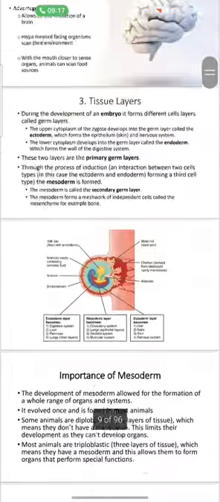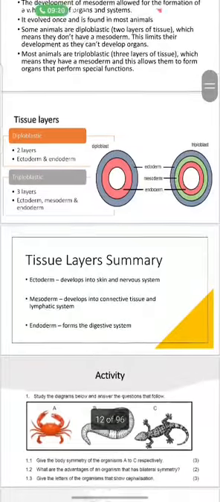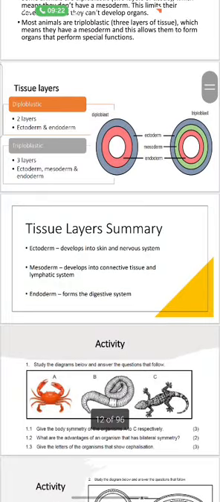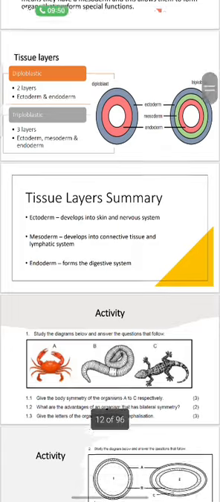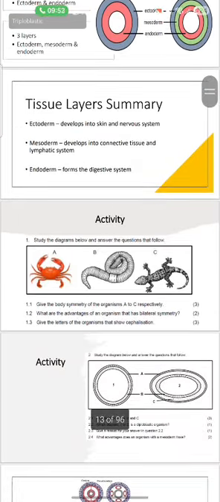So, tissue layers. The diploblastic has two layers, which includes the ectoderm and the endoderm. The image on the left is the diploblastic. As you can see, the outermost layer is ectoderm, and the innermost layer is endoderm. For the triploblastic, there are three layers, which includes the ectoderm, endoderm, and mesoderm. As you can see in the picture on the right, they include a middle layer that's in between the ectoderm and the endoderm, which is the mesoderm layer.